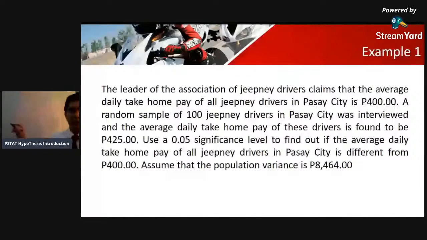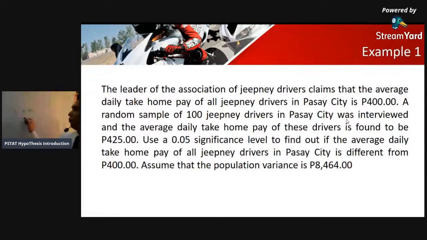Your population mean, take note of this: you just need to identify the value that you need to test. So you have 400, meaning this is now your null hypothesis. And we want to test that the mean take-home pay of jeepney drivers in Pasay City is different from 400. What else are they given?